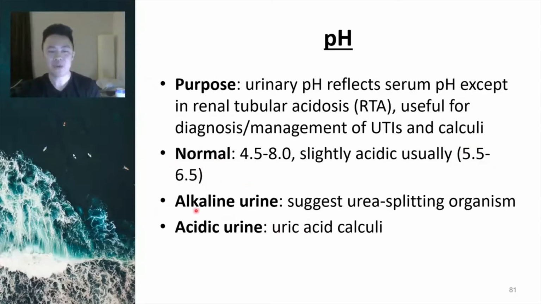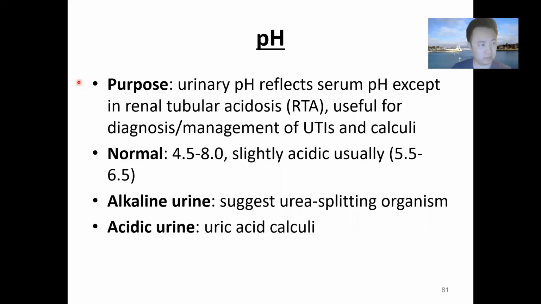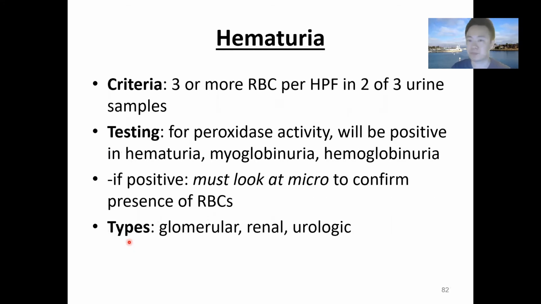When the urine is in an alkaline-like state, then it suggests that there are urea-splitting organisms present. So there could be an infection in the bladder, or it could be something else going on in there. If the urine ends up being acidic, then it is indicative of uric acid calculi.